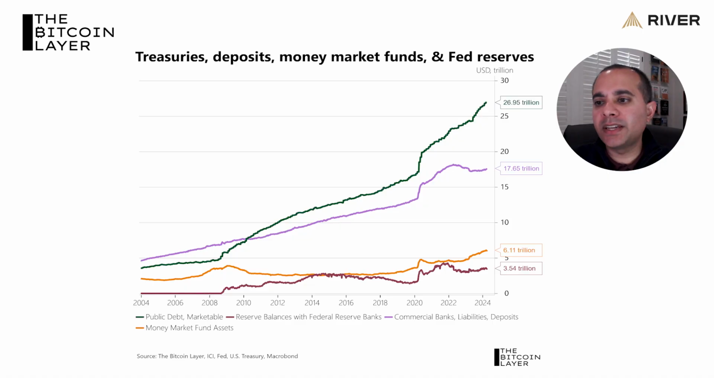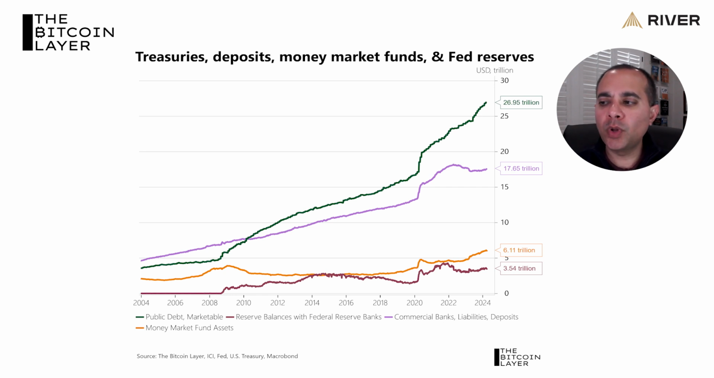Okay, let's start with this chart breaking down different types of money. The green line is the supply of Treasury debt that is available to the public. This is also known as the marketable Treasury debt. Think of this as debt that's not held by the Fed and other government institutions. So we have about 27 trillion in Treasury debt.